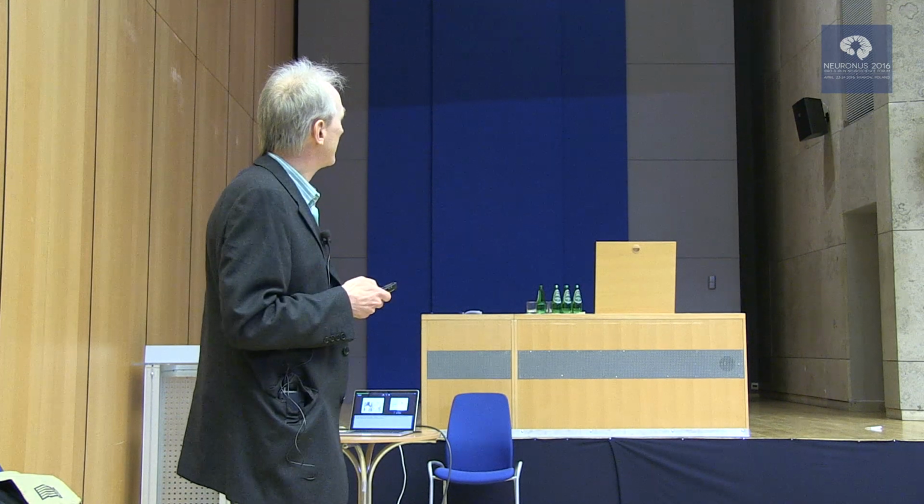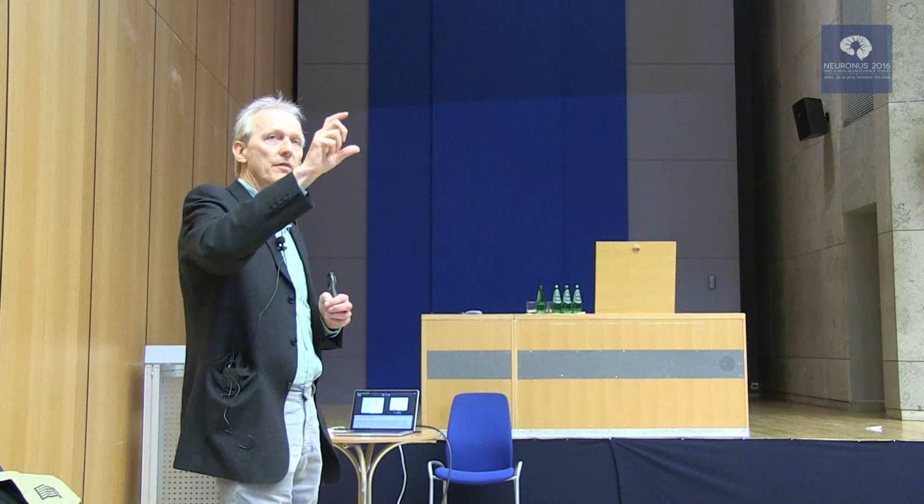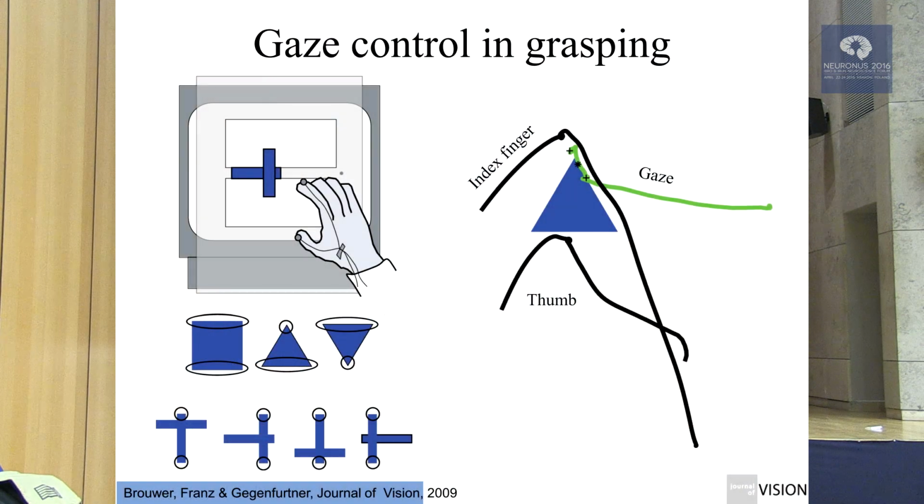to do this task. We did some experiments on visual grasping, where observers had to grasp objects with a precision grip with the thumb and their index finger, and we measured their eye movements either while they were grasping the objects or while they were just looking at the objects. So the setup is shown here. We had this plexiglass frame in front of a display screen, and these shapes were mounted on the plexiglass frame.